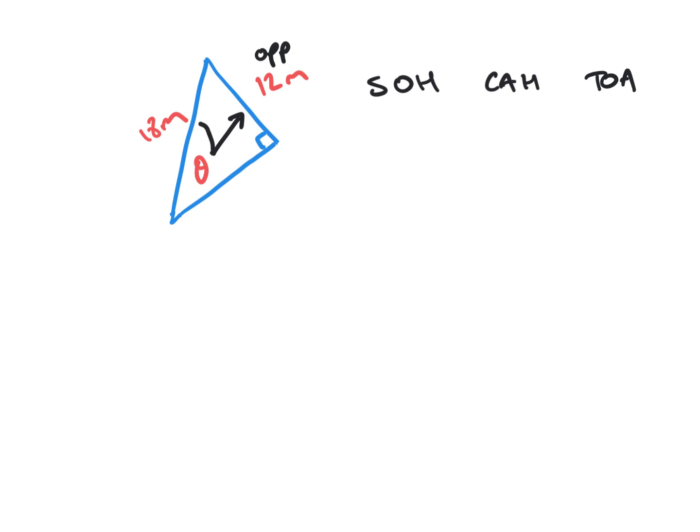The side 18 is the furthest away from the right angle, or not attached to the right angle, and is also the longest side on our triangle. So that one is the hypotenuse.